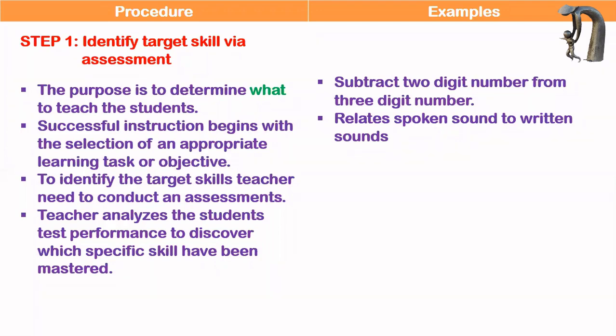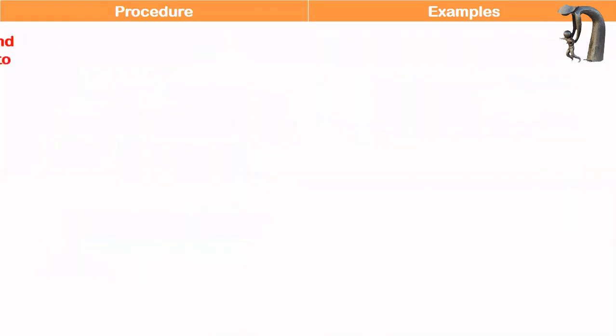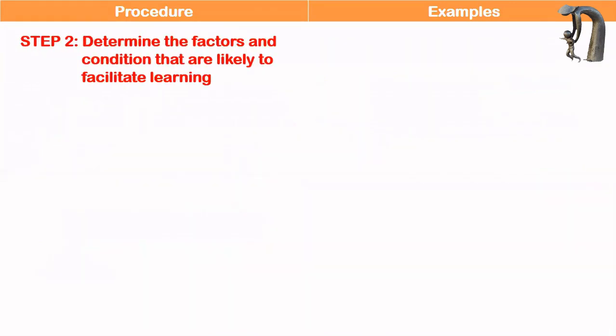Okay, so it's very, very simple. The steps are very simple. You can write in your exam without reading as well. You just need to remember the steps, the procedures. Okay, now let us move to the second step. The second step, as you know, is determine the factors and conditions that are likely to facilitate learning. Now, what is this? See, in the first step, what we have seen is that the purpose is to determine what to teach the student.